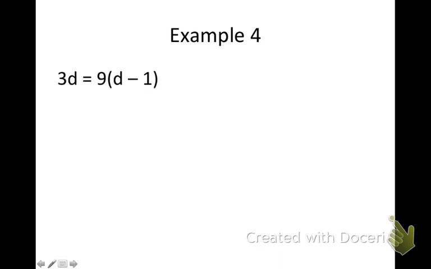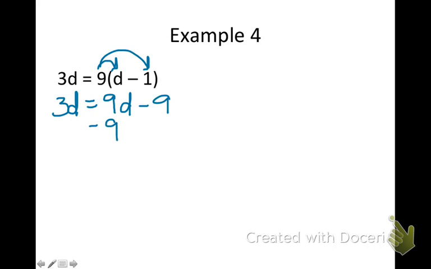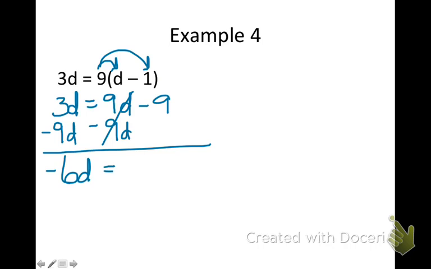Let's try a few more, just so that you can get the hang of this. So remember that in a multi-step equation, we want to first clear the parentheses. So we'll distribute the 9 on the right-hand side. 3d is equal to 9d minus 9. And so I'll go ahead, not even worrying about the negatives. I'll subtract the 9d from both sides. So we'll get a negative 6d on the left is equal to a negative 9, and we'll divide by a negative 6 on both sides.